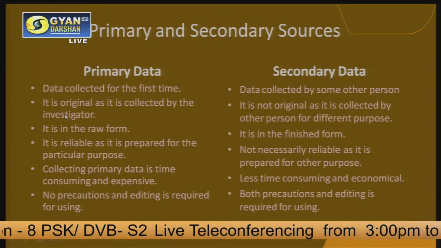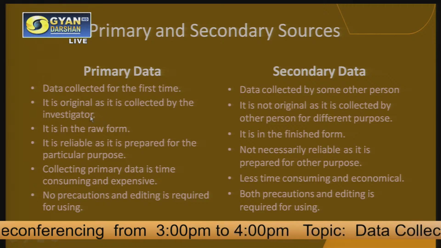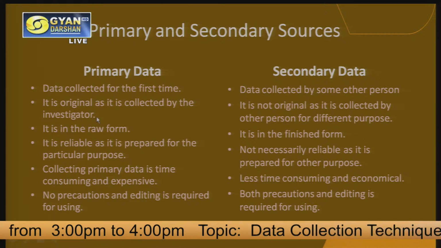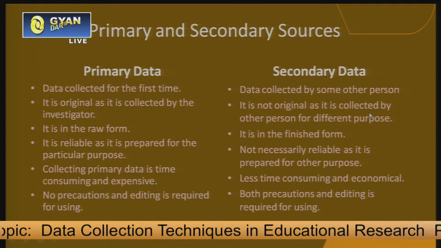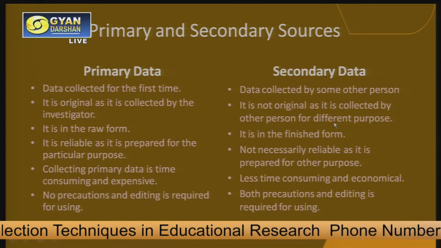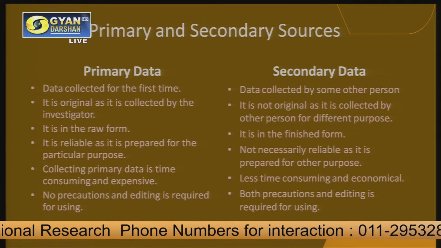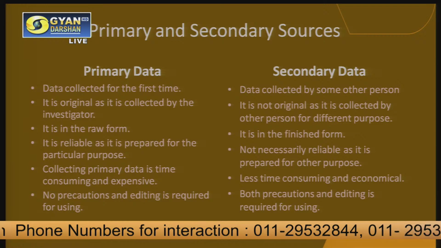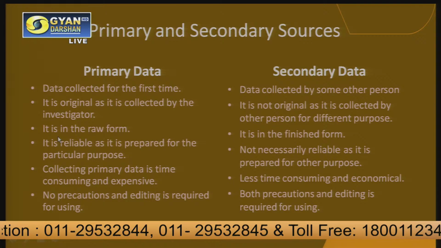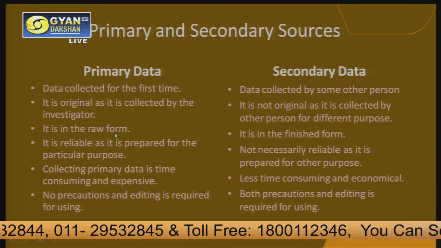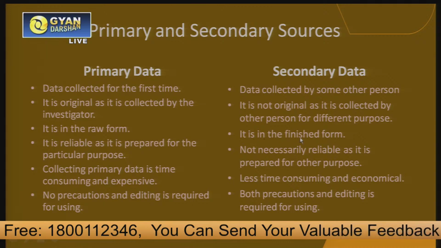Further, under primary data, we can say that it is original as it is collected by the investigator himself or herself. But secondary data is not original as it is collected by another person for a different purpose. That purpose was different, but you as a researcher, contextualizing to your research, are using that data. Further, primary data is available in the raw form, but secondary data is not available in the raw form, it is in the finished form.